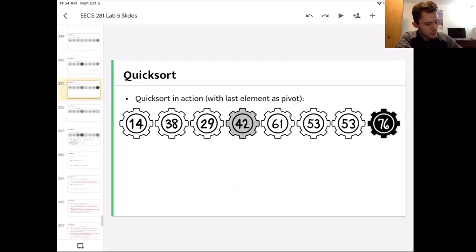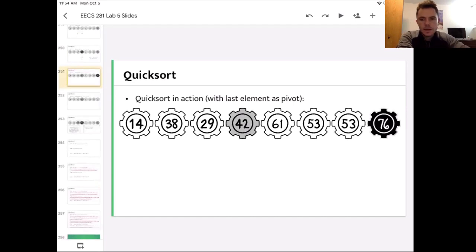All right, so we swap this with the pivot, and now the important thing is we can see every element to the left of our pivot is not necessarily sorted, but they are all smaller than the pivot, right? And every element to the right of the pivot is specifically greater than or equal to the value of the pivot.